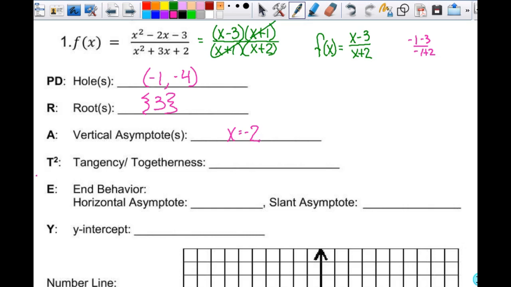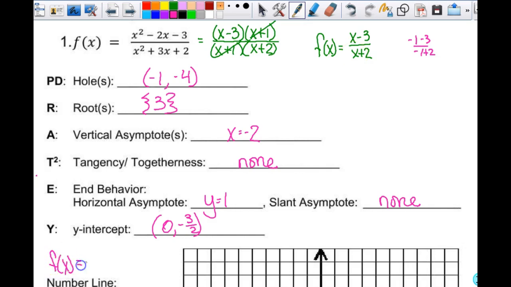Do I have any tangency or togetherness? No, because I don't have any multiplicity anywhere, so this would be none. Do I have a horizontal asymptote? Yes. What is it? y equals 1, because they are tied in degree. So y equals 1, which means I can't have a slant asymptote, so that is none. Then my y-intercept is going to be 0, what? Negative 3 over 2. So remember, that's real easy to do. We just ignore the x's, pretend like they're zeroed out, and you're just left with negative 3 over 2. That's it.